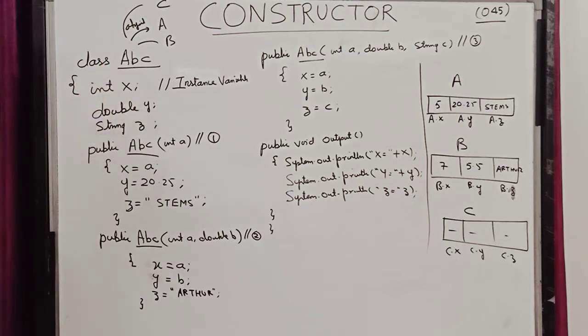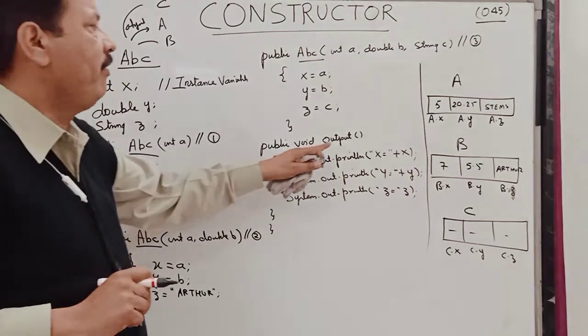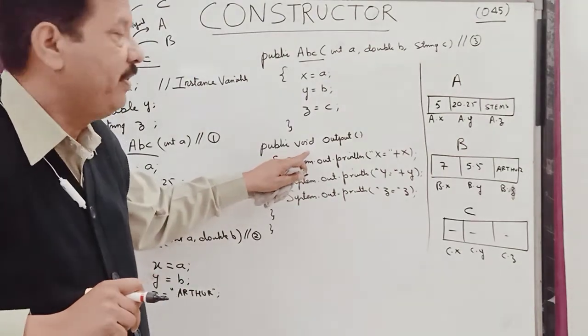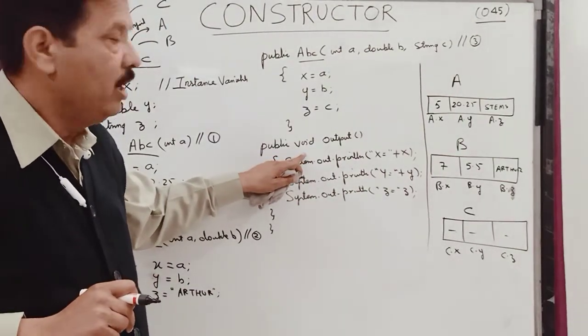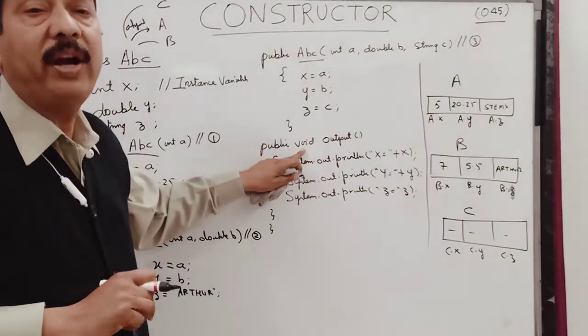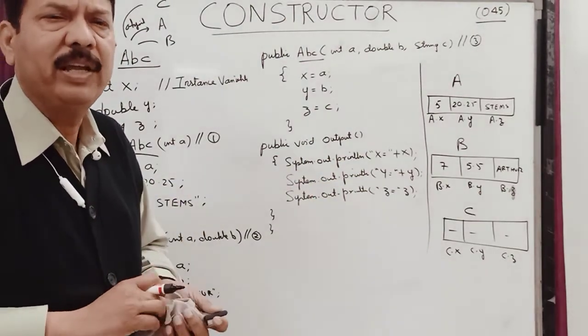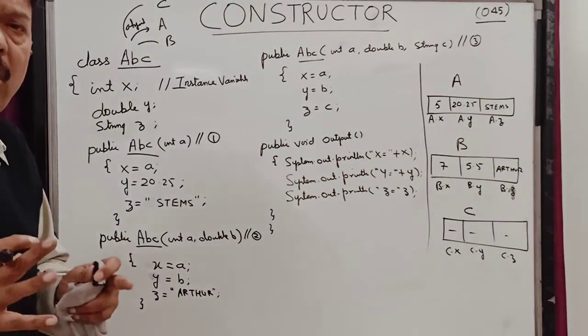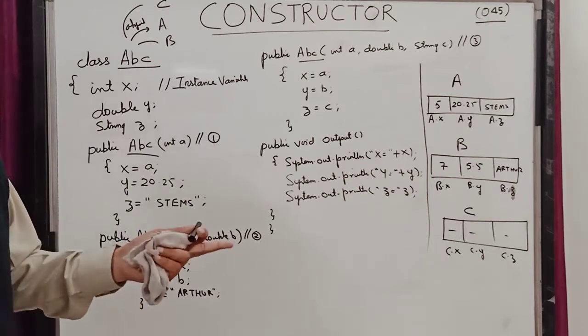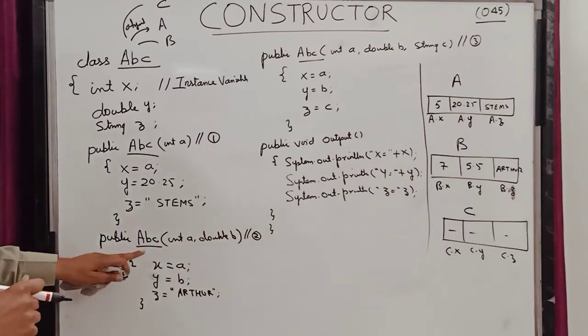That is the first feature. Then children, when you write any other function, you write its data type. This is the data type or the return type. So this function is returning void, which means it is not returning any value actually. So children, a constructor does not return any value, and does not have any return type. So we just write public ABC.